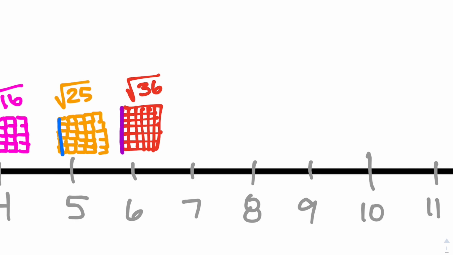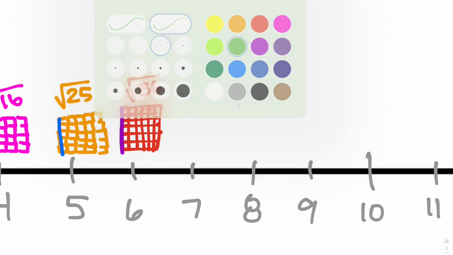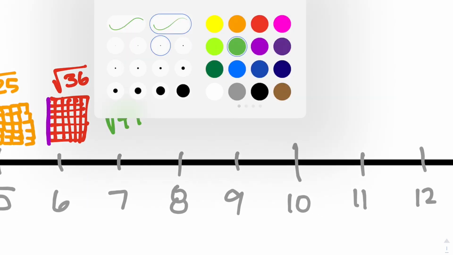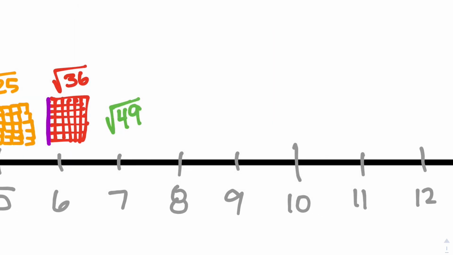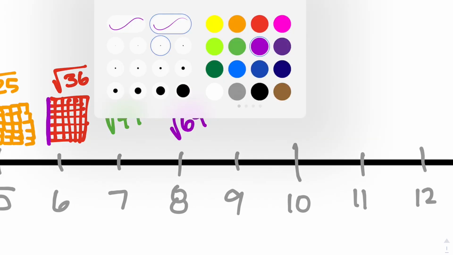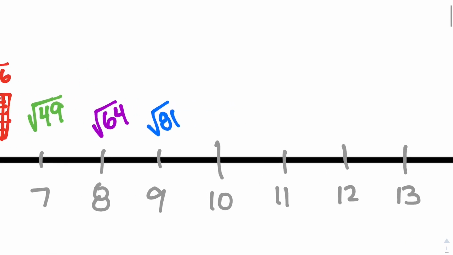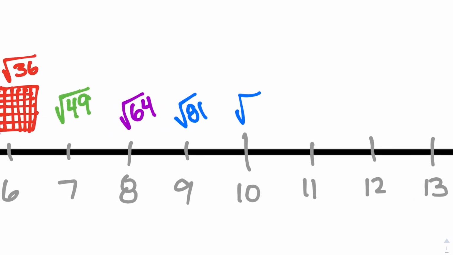Okay, now that you have tried it, let's go ahead and fill these in. So what gives us an answer with a root of 7? You need to have a total of 49 squares. The root of 49 is 7. Okay, you got to say it like that. The root of 64 is 8. The root of 81 is 9. The root of 100 is 10.